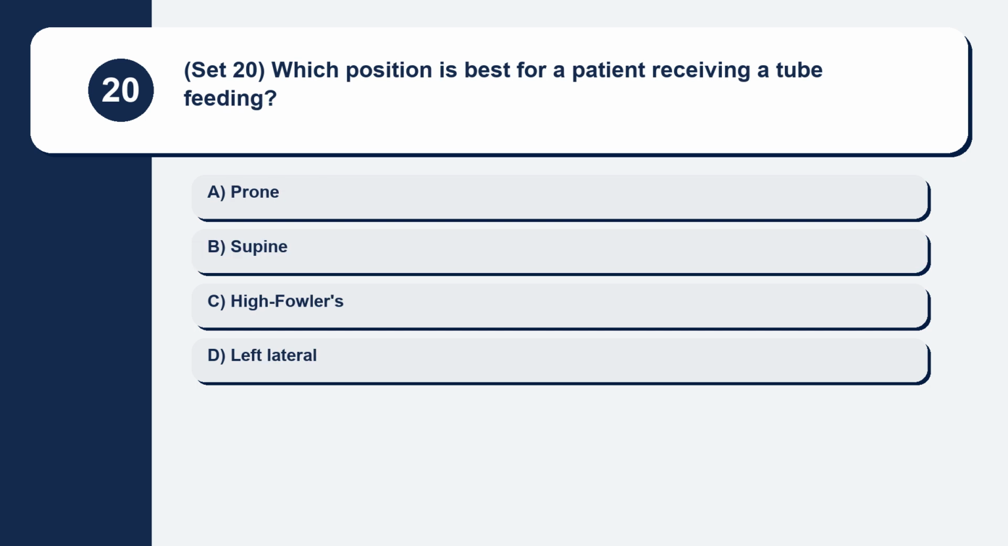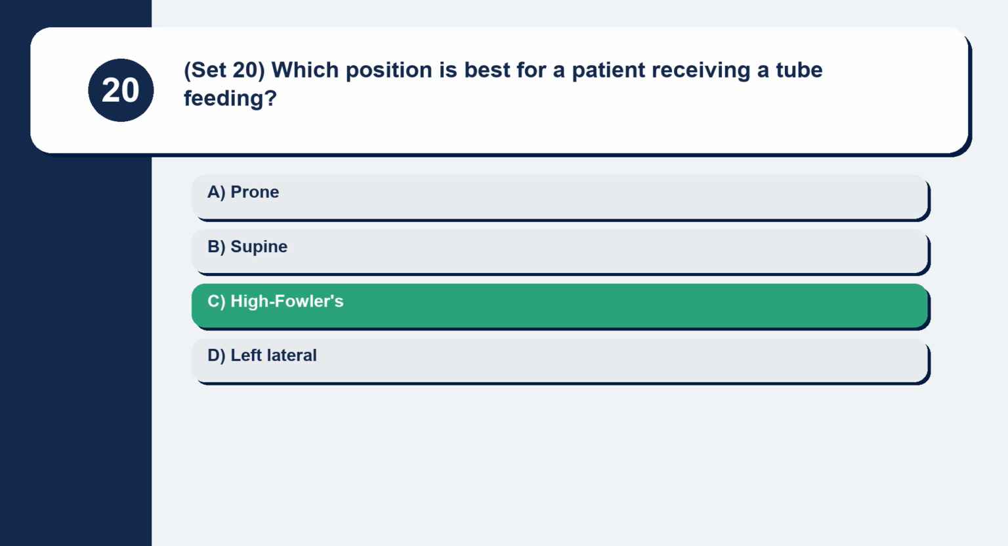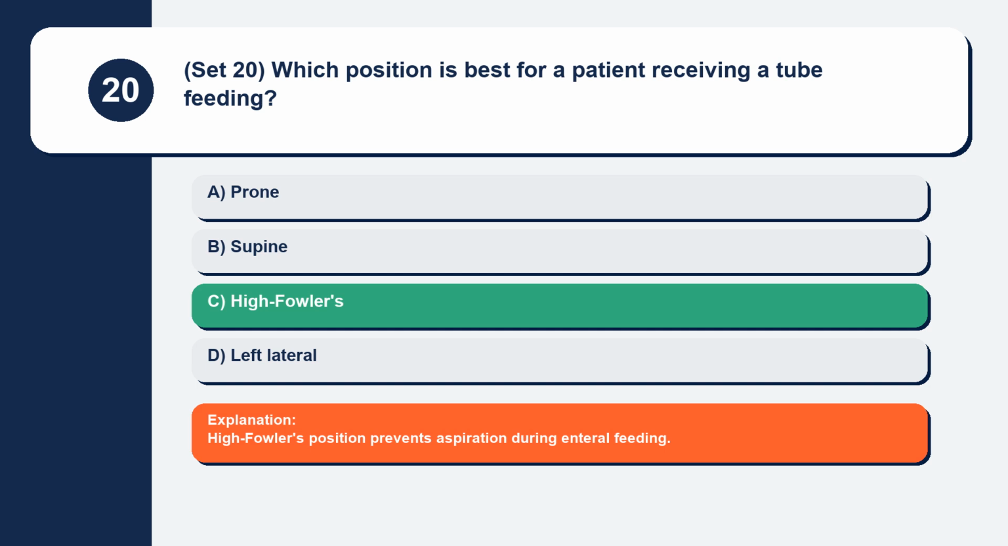Question 20, Set 20. Which position is best for a patient receiving a tube feeding? Prone, supine, high Fowler's, left lateral. High Fowler's position prevents aspiration during enteral feeding.